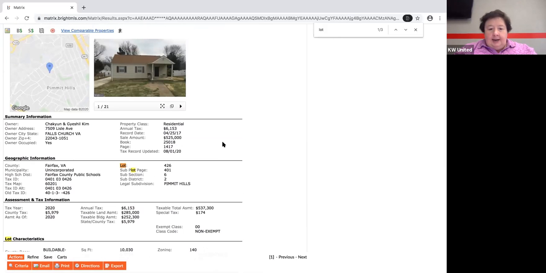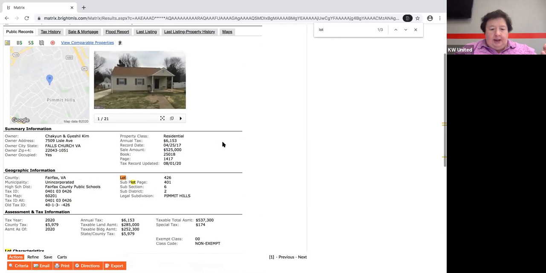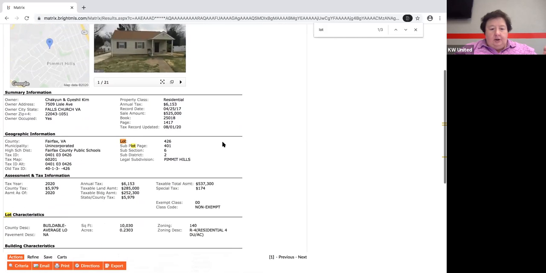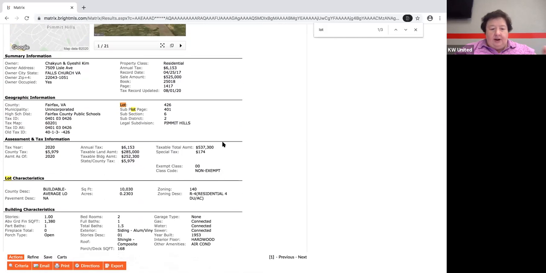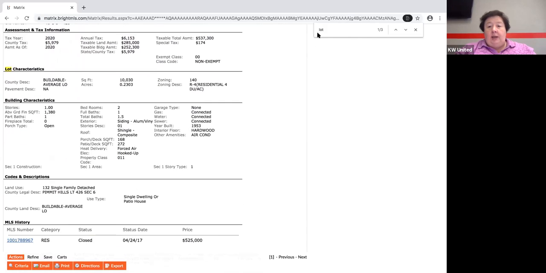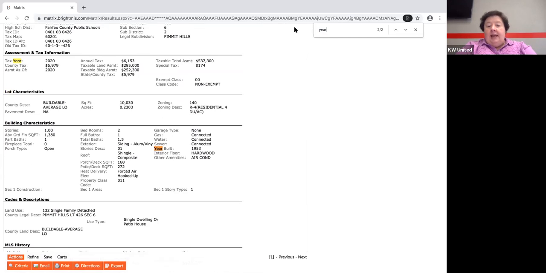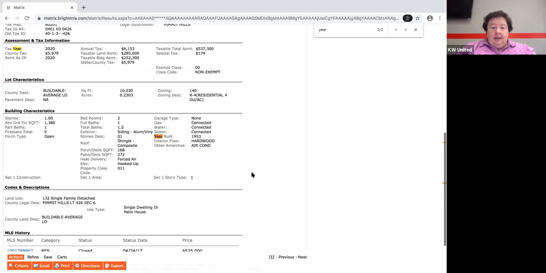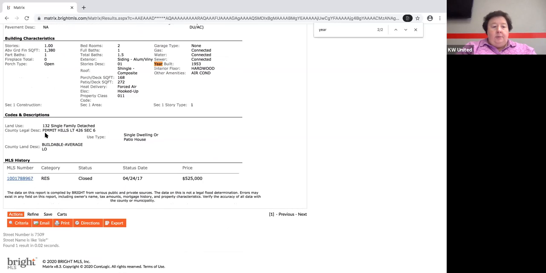I'm scanning down here and I'm like, oh, what year was this built? I can't find the year. You're in a hurry, you can't figure it out. I just haven't gone far enough down the page: 1953. But I could have put in year or build and found that information quickly. Then in Virginia, you're also being asked for the legal description, so you would copy what the legal description is here.